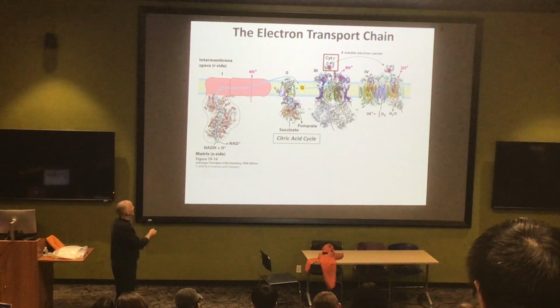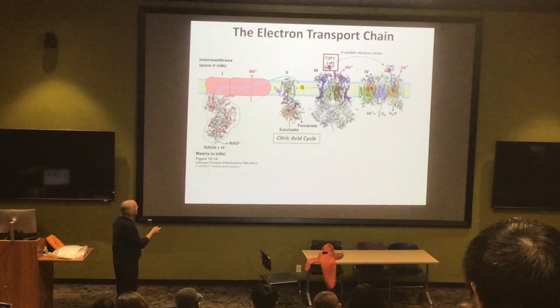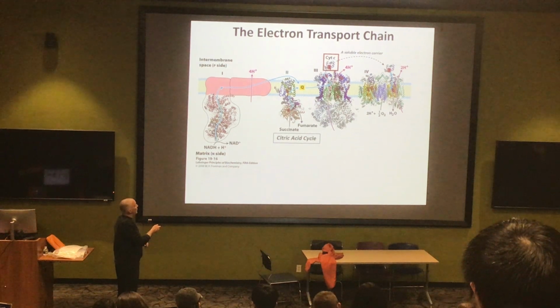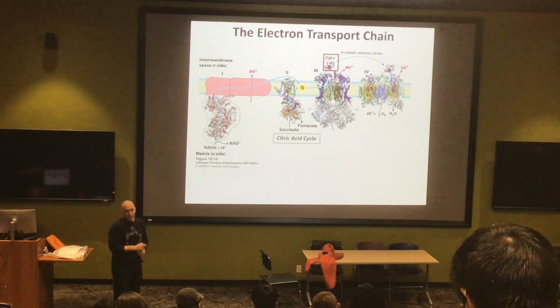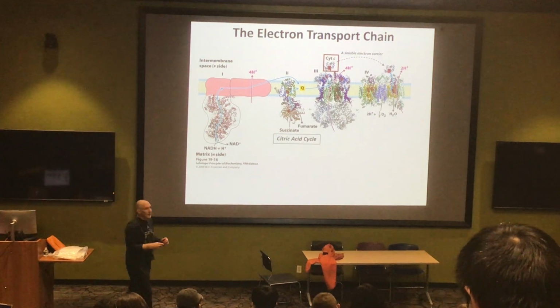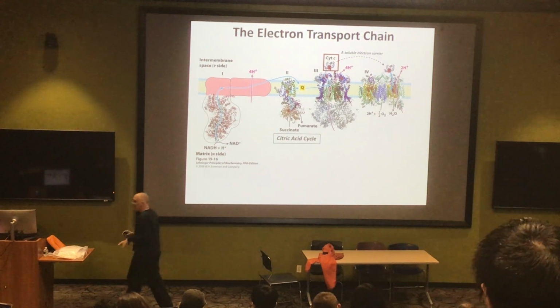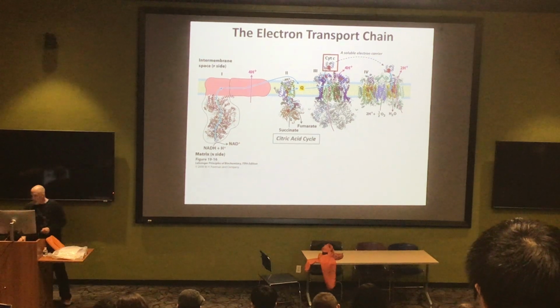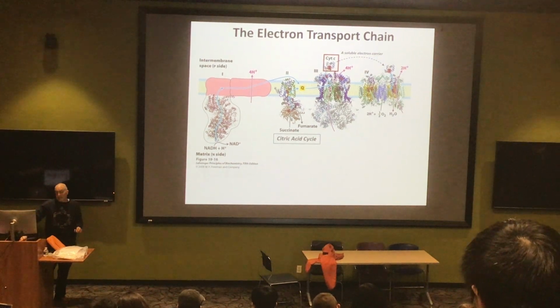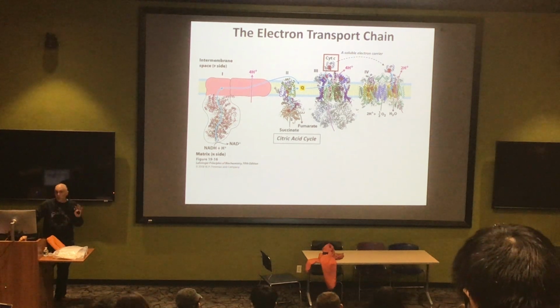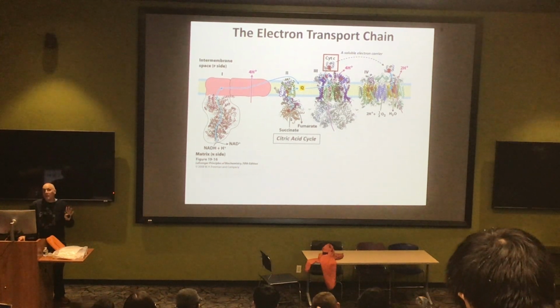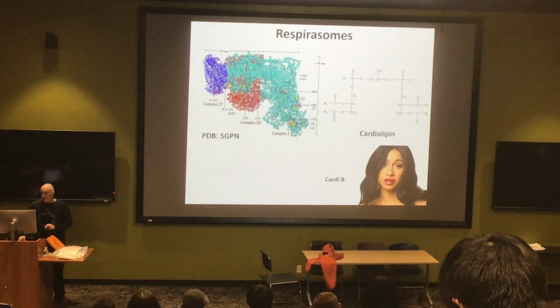How many? 4 in complex 1, 4 in complex 3, and 2 in complex 4. What about complex 2? Again, it's not really a complex. It doesn't pump any protons at all. It was just kind of discovered at the same time. And if it seems like I'm being kind of weird about that nomenclature, I will show you that that's actually experimentally a very good way to describe things.